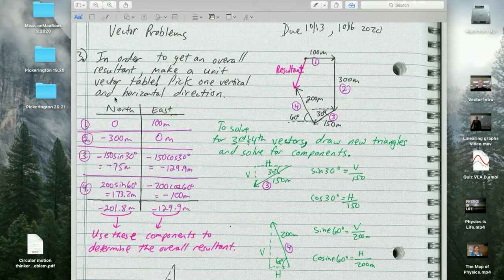So I come up with a unit vector box. One direction is north or south, the other is east or west. I chose north and east because those are both positive in the x direction and positive in the y direction.